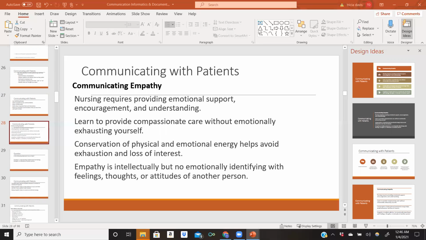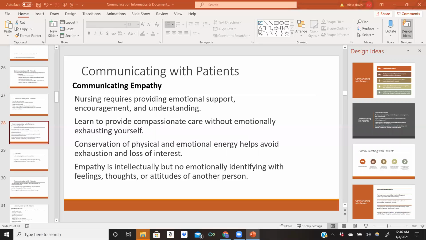So communicating empathy is very, very important, I feel like. Nursing requires that you provide emotional support, encouragement, and understanding. You want to learn to provide compassionate care without emotionally exhausting yourself. Conservation of physical and emotional energy helps avoid exhaustion and loss of interest in your job.